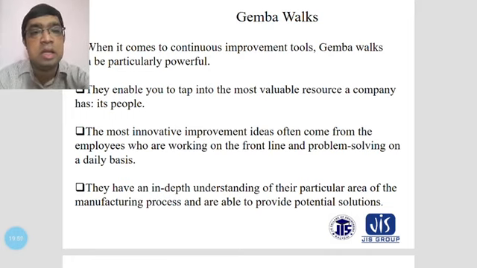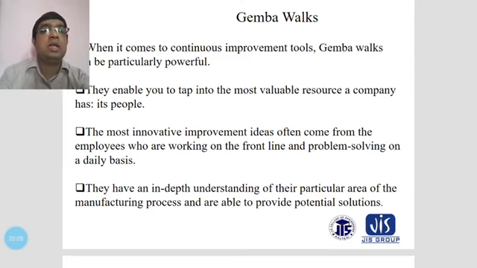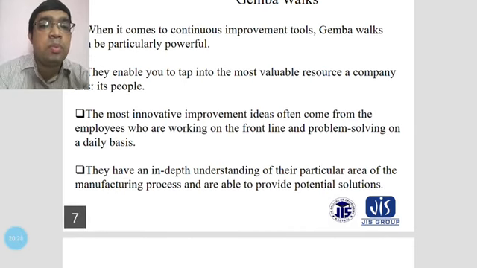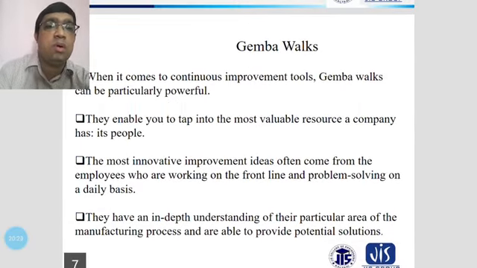Another thing is that they have an in-depth understanding of their particular area of the manufacturing process and are able to provide potential solutions. Sometimes we can see that in a particular area, some manufacturing will be benefited, and other manufacturing will not be benefited in that area. This area is important for the other manufacturing processes, and being able to provide potential solutions also comes through Gemba work.